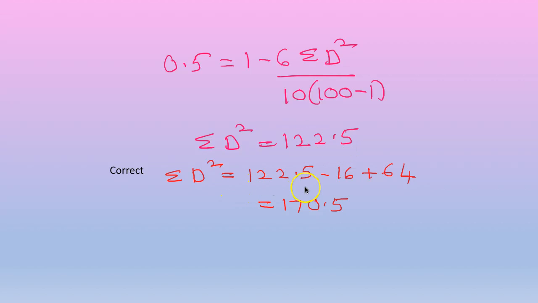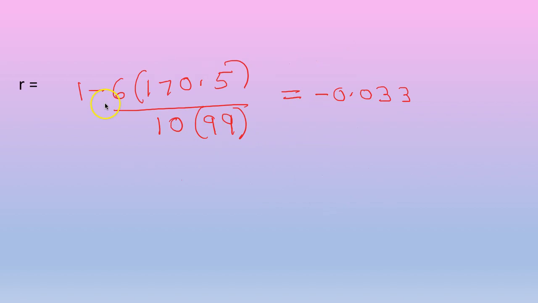Now one rank was wrongly taken as 4. So we subtract 16 from summation d squared instead of 8 and we add 64. So the correct summation d squared is 170.5. So r equal to 1 minus 6, the correct summation d squared by n into n squared minus 1, that is 10 into 99. So we get the answer as minus 0.033. This is a low degree of rank correlation.